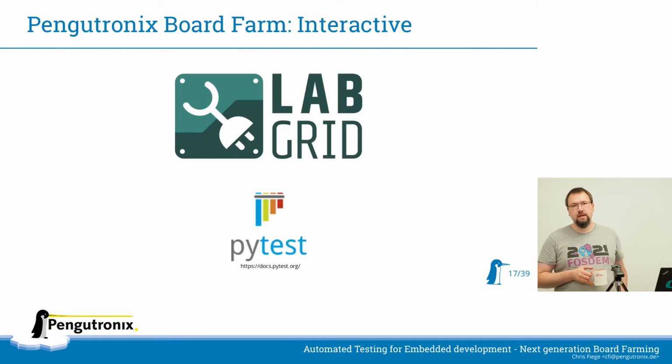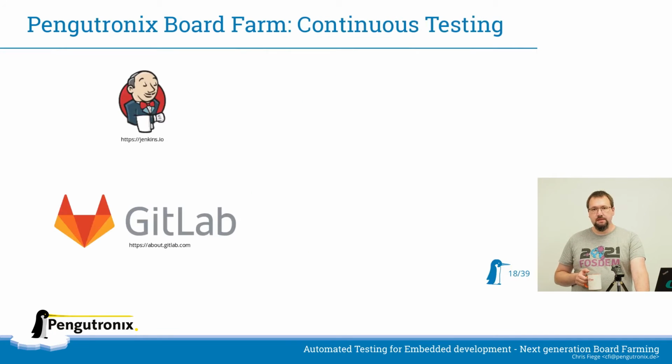For our interactive use case, all our hardware is controlled by Labgrid. So we use Labgrid as a board or as a hardware abstraction in our lab. And on top of Labgrid, we use PyTest for the test case development. For the continuous testing and continuous integration part, we mostly use Jenkins at the moment for building of images and root file systems. And we are currently evaluating to move to GitLab, just because it's a little more modern and sometimes you have to try something new.